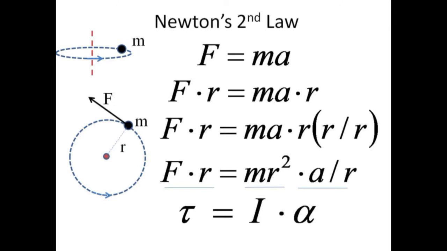Here then is the equivalent of Newton's second law for a rotating object. Torque equals I alpha. More torque will lead to more angular acceleration.